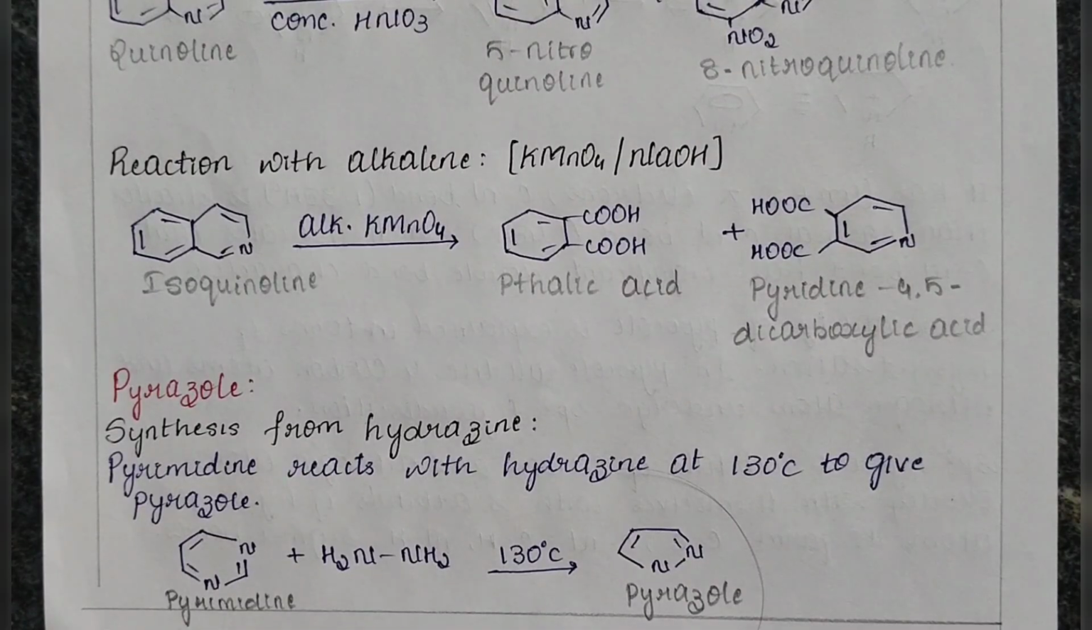Now we'll see our last heterocyclic compound, that is pyrazole. Synthesis of pyrazole from hydrazine. When pyrimidine reacts with hydrazine at 130 degrees Celsius, it gives us pyrazole. So this is a simple reaction as mentioned. When pyrimidine reacts with hydrazine, that is NH2NH2, at 130 degrees Celsius, we'll get our heterocyclic compound pyrazole.